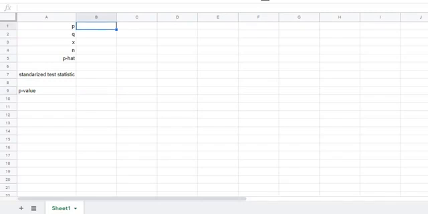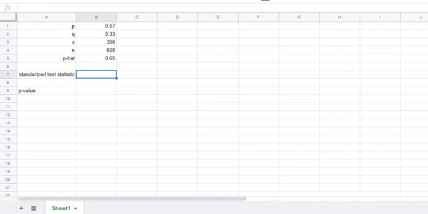So from the problem, let's fill in the numbers. Here I have my values filled out that were given to me, and now let's fill in the q and the p hat so that we can use those in our calculations. q is equal to 1 minus p. p hat is equal to x divided by n.